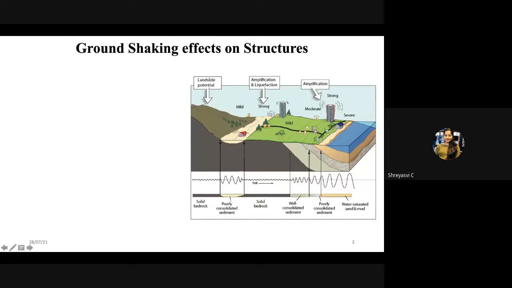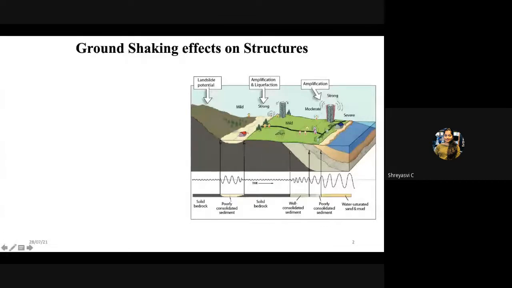In this picture, they show three different site conditions. One is solid bedrock, as you can see here, which is what we call a rock outcrop. Another is where you have a poorly consolidated sediment, and then a well consolidated sediment, and so on. In some cases it could also be water saturated sand or mud as the ground condition. If it is a solid bedrock, a rock outcrop, there is a case of landslides taking place when an earthquake happens.